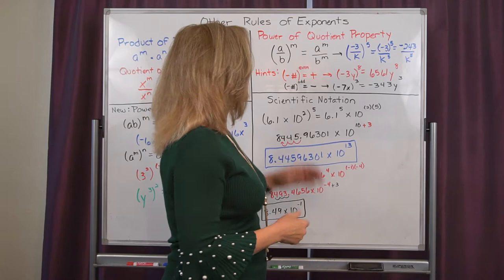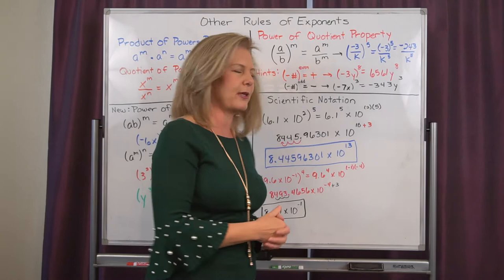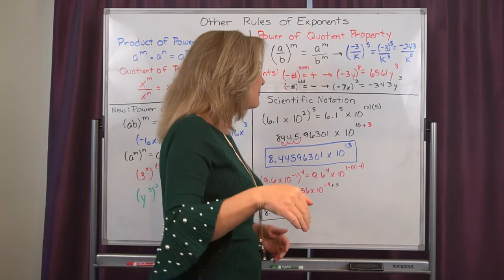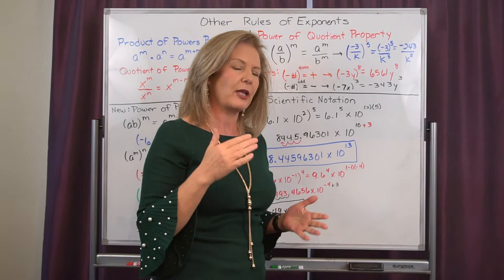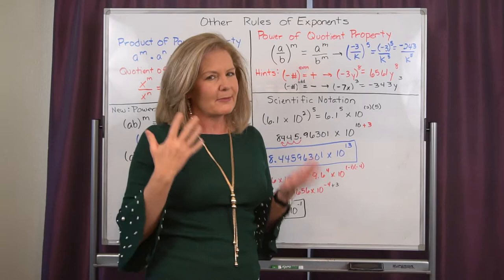So, kind of a hint for you when you're dealing with negative numbers inside those parentheses. If you have a negative number and the exponent is an even number, your answer is always going to be positive. If you have a negative number inside that parenthesis and that exponent is an odd number, like 1, 3, 5, 7, your answer is always going to be negative. So it's just something that I know. You can always figure it out by hand, but it's just kind of the rule if you can remember it.